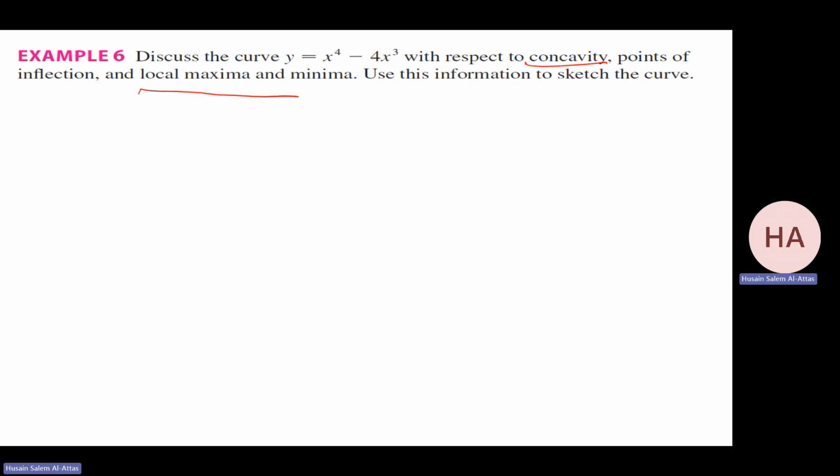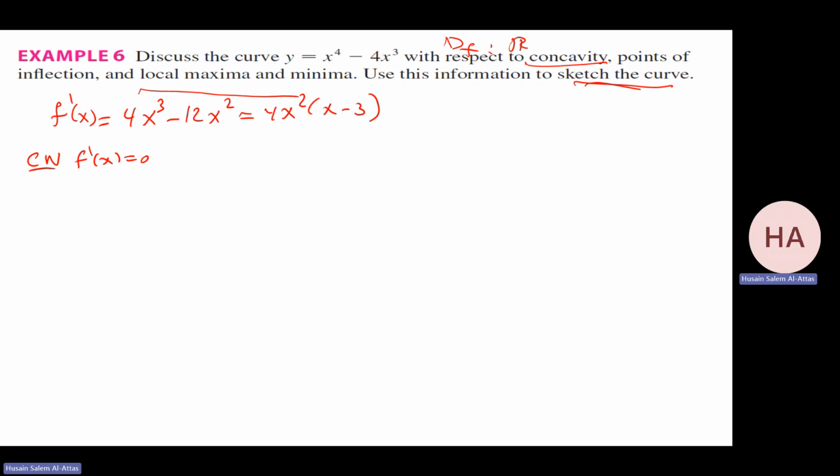Increasing, decreasing, concavity. Then I need to sketch the curve also, which is actually 4.6, but we can do it here. So the domain is all real numbers, very clear. F prime will be what? 4x cubed minus 12x squared, which is 4x squared times x minus 3. Critical numbers, f prime equal to 0. So I have x equals 0 or x equals 3.